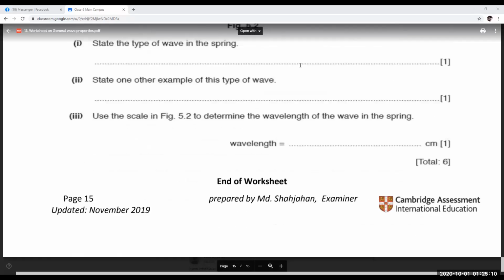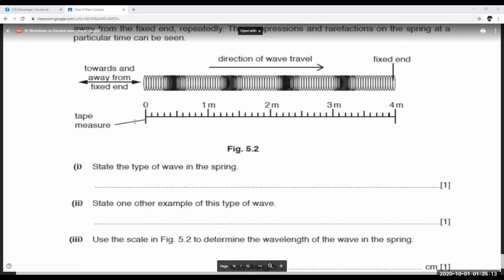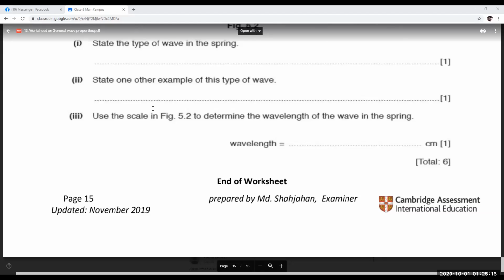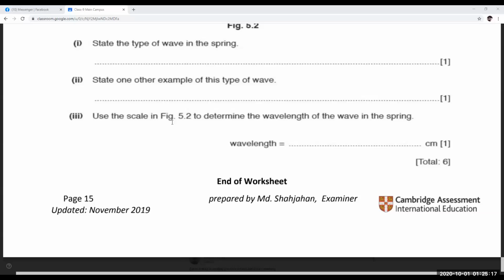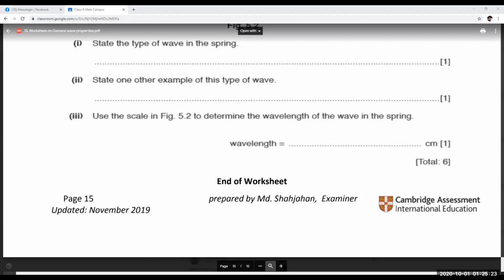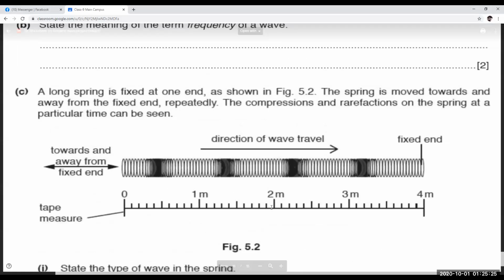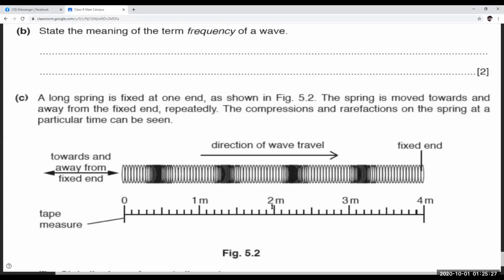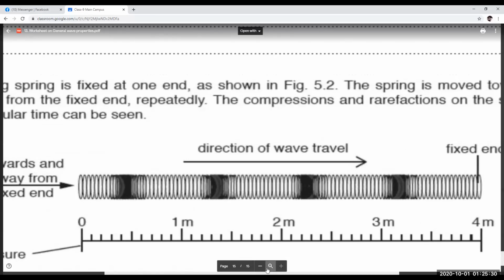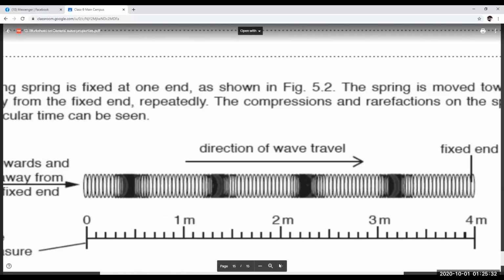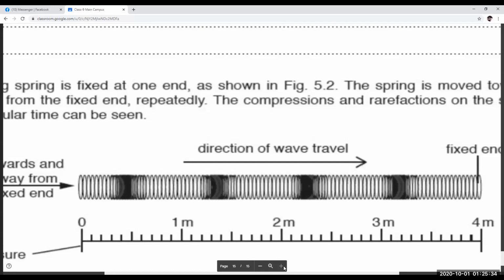Everyone, please write fast. Use the figure 5.2 to determine the wavelength of the wave in the spring. So you go a little bit up. Is it speed divided by frequency? No, it's not speed divided by frequency. Here we'll get the wavelength from the definition. Look, we have here trough to trough and top to top.